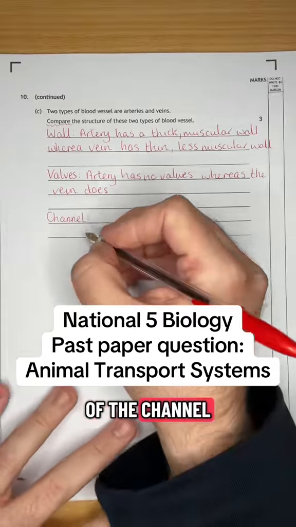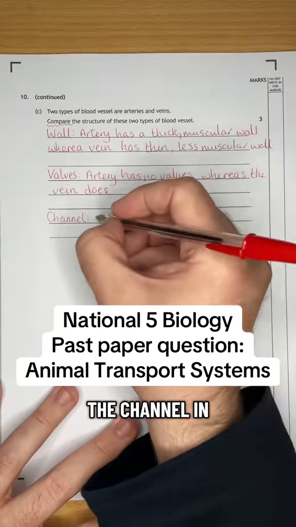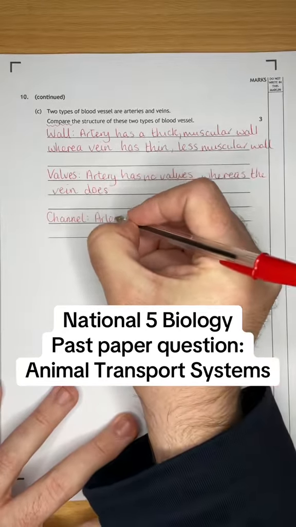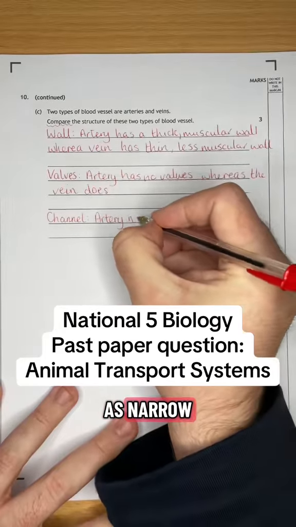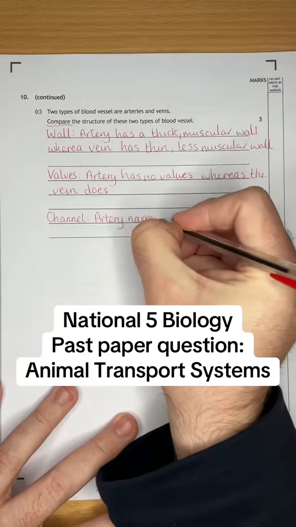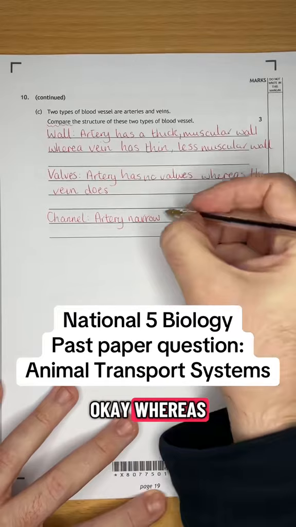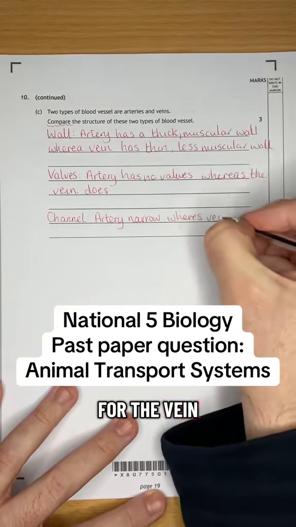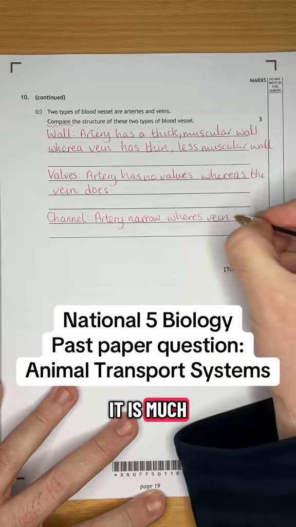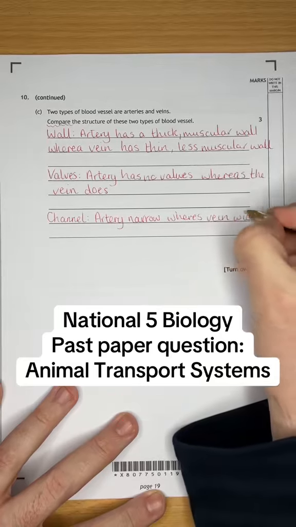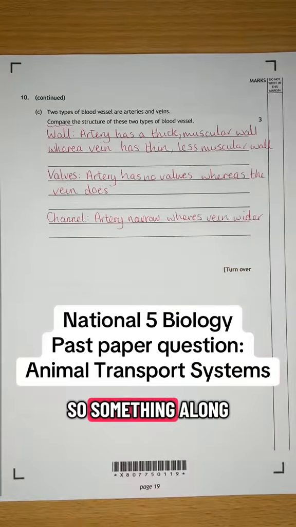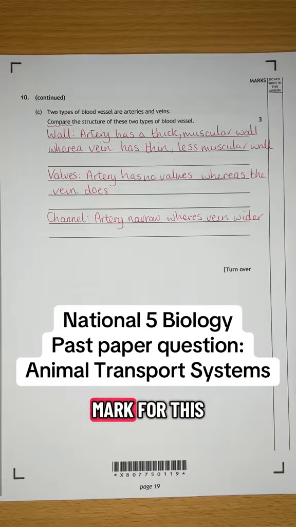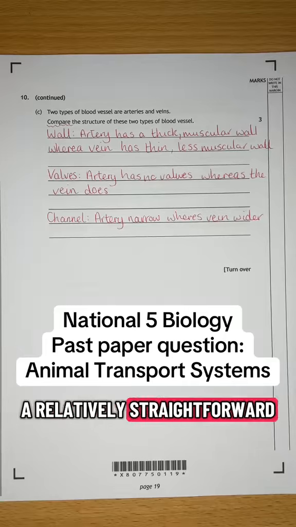In terms of the channel, in the artery it is narrow. Okay, whereas for the vein it is much wider. Okay, so something along those lines would get you the mark for this kind of question, and that's worth 3 marks. So that's a relatively straightforward 3 marks to get to.